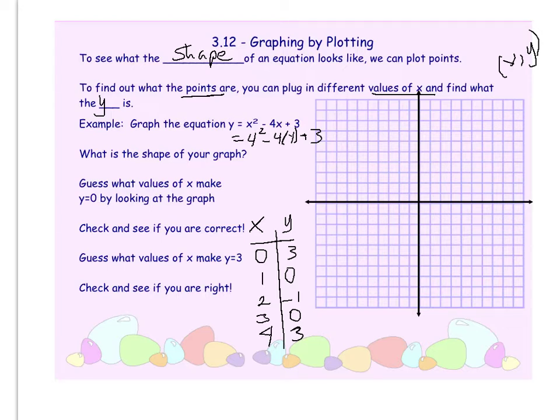Let's graph these. I'm going to graph them in red and in slightly bigger dots so you can start seeing the shape of this graph. First we start out with 0, 3, and then 1, 0, 2, negative 1, 3, 0 again, and then finally 4, 3. So you can see the shape of this function is a U-shape, or a parabola. So it's a parabola.